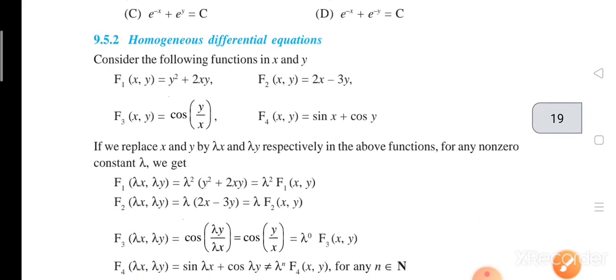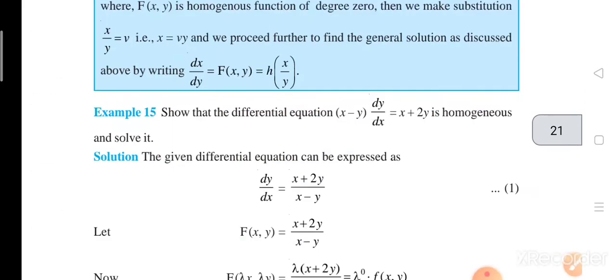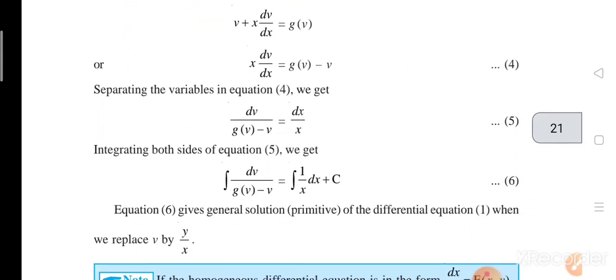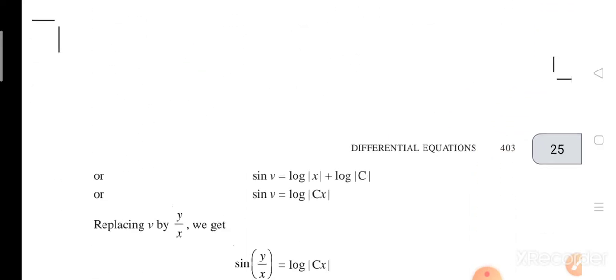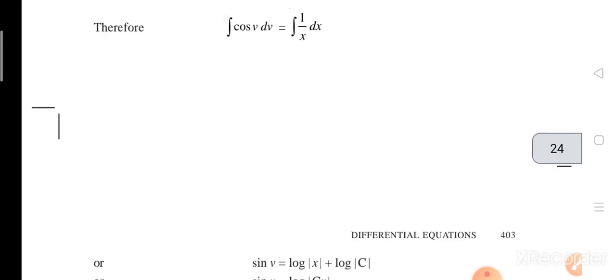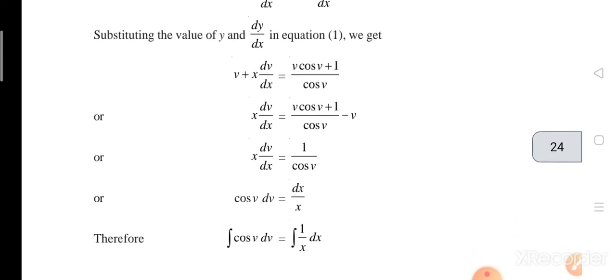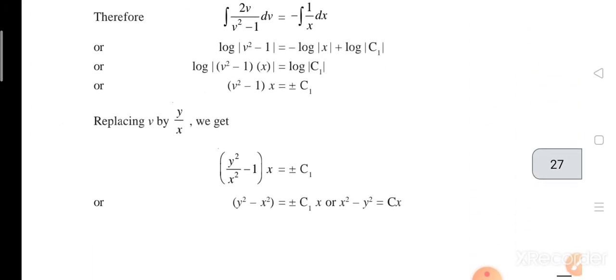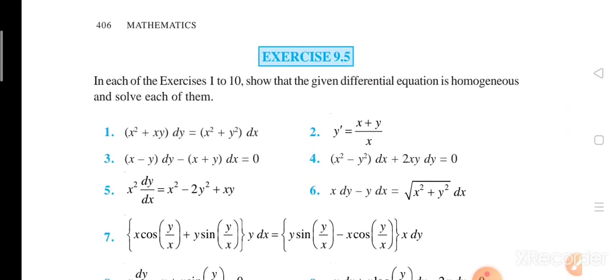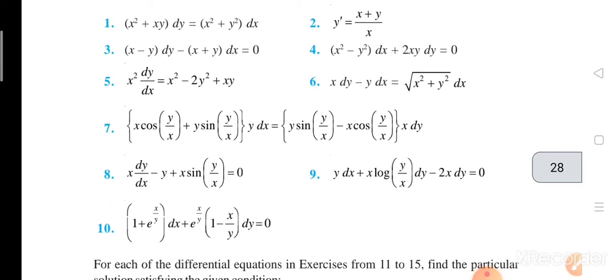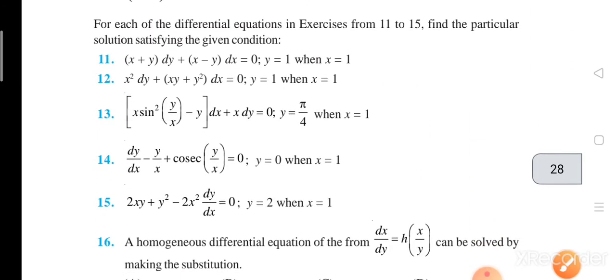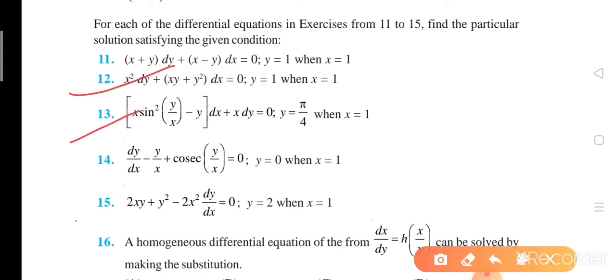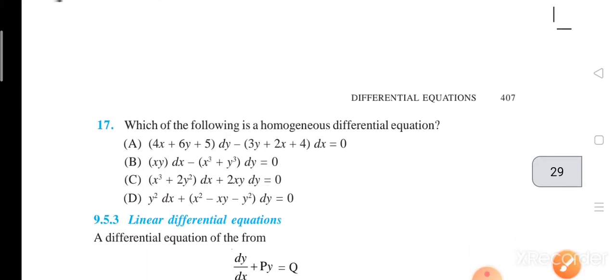Homogeneous differential equation is a very important topic. All examples. Homogeneous has two forms, x upon y and y upon x. So you have to do both. And from exercise 9.5 you have to do properly question number 8, 10, 12, 13 and 15. These are important questions.